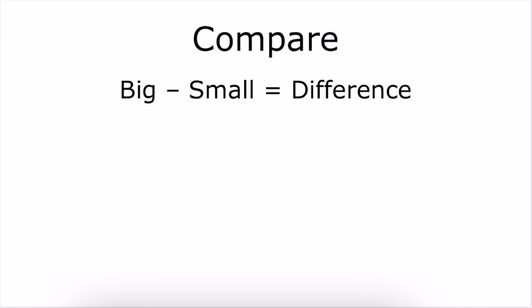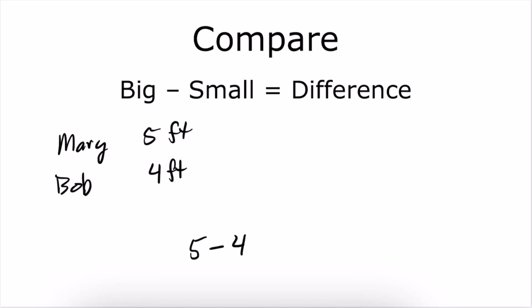And then the last type of word problem is a compare word problem. So in a compare problem, you're going to be given 2 different values, and you're going to be comparing those 2 values. So for example, you could say maybe like Mary is 5 feet tall and Bob is 4 feet tall. In this case, the difference would be 1 foot, because Mary's value minus Bob's value equals 1. And that means that Mary is 1 foot taller than Bob is.